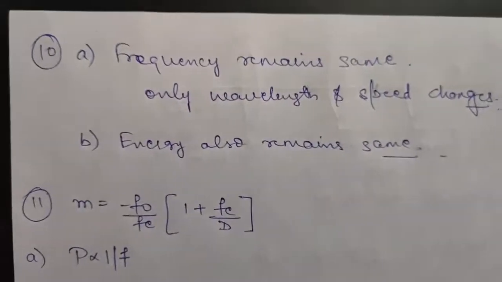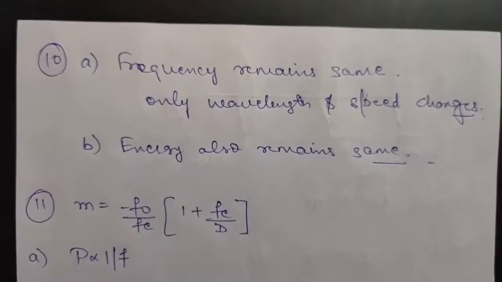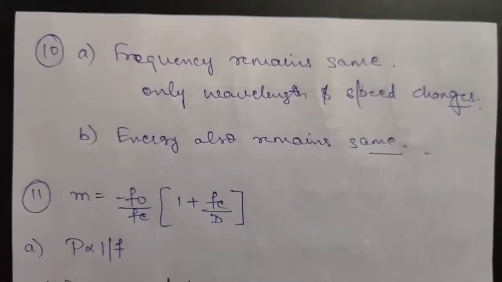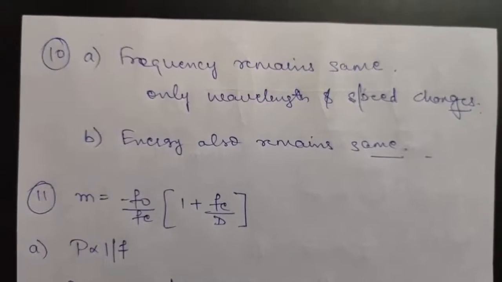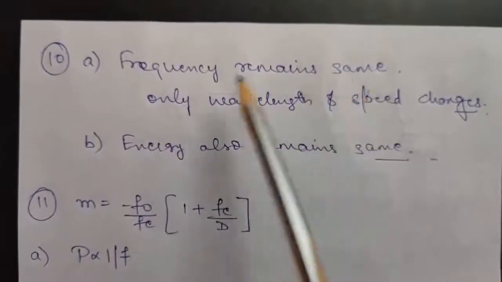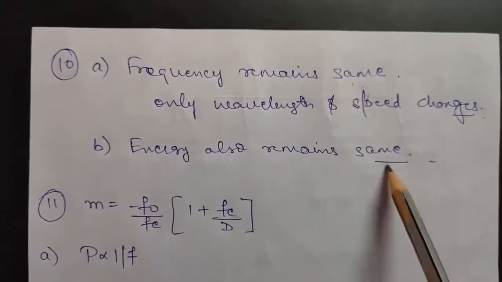Okay, in the 10th question it is given: when a refraction happens, what is the change in the frequency of incident light? So the answer is, during refraction only the speed of light and the wavelength change, but the frequency remains the same, and as the frequency is remaining the same, therefore the energy also remains the same during refraction.